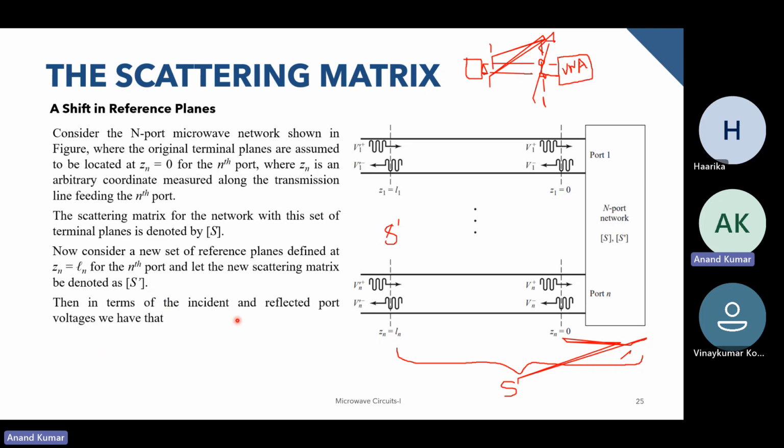And in terms of incident and reflected voltages, we can say that V minus is equal to S times V plus. So essentially, at this particular port we have this relationship: the reflected voltage is equal to the S parameters times the incident voltages. And at this reference plane, we have V prime minus equals S prime V prime plus. So V prime minus is the reflected voltage, and V prime plus is the incident voltage at the plane over here, and this total thing has parameters given by S prime.